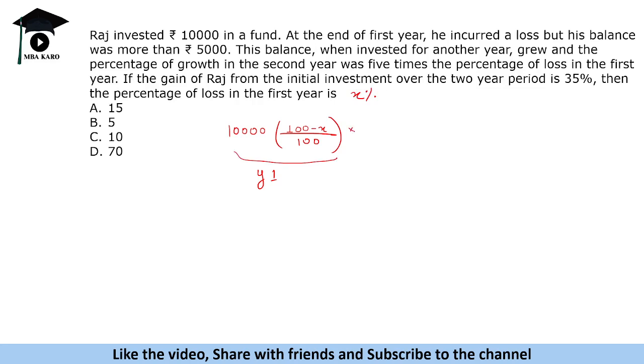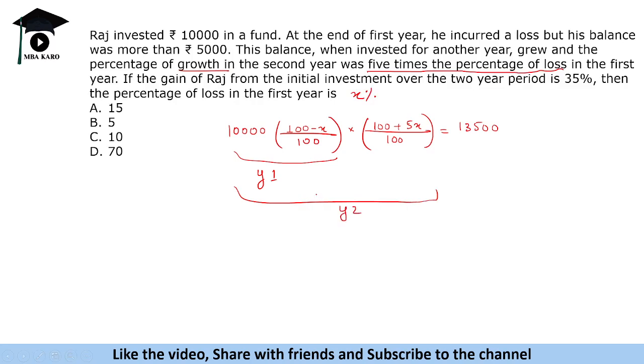Now in the second year he makes the profit, right? And that growth is 5 times the percentage of loss. So the percentage of loss was x%. So now this profit will be 100 plus 5x, because the increase will be 5x. So that will be equal to the final amount he's getting, which is 35% more, right? So he's getting 13,500. This is at the end of year two.